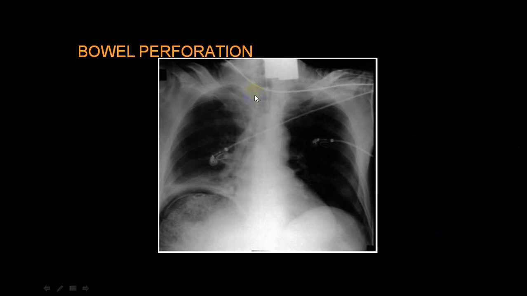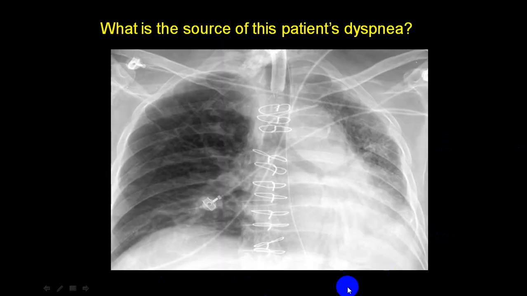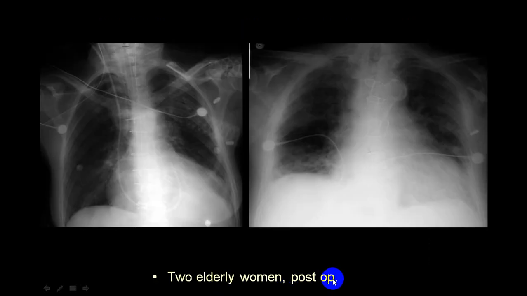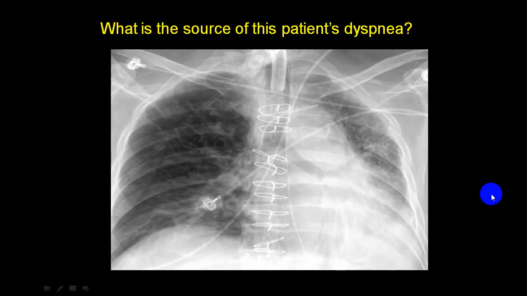Now you can see in this particular person in an ICU, there is gas under the diaphragm. This is bowel perforation. These are suture lines. Endotracheal tube is inside. And if you look properly, what else can you see? The mediastinum has been shifted here.